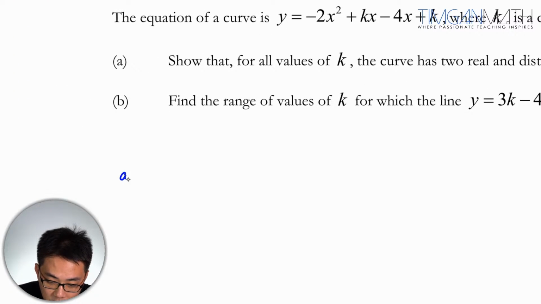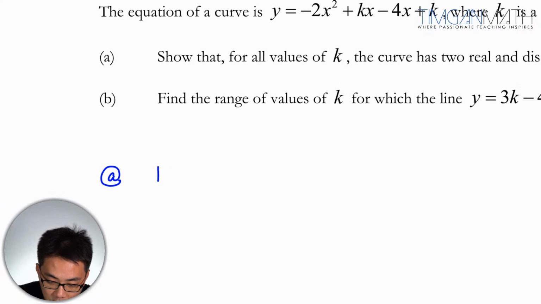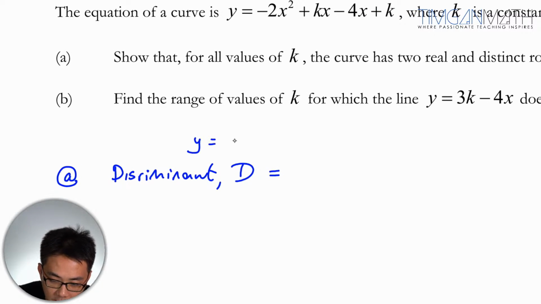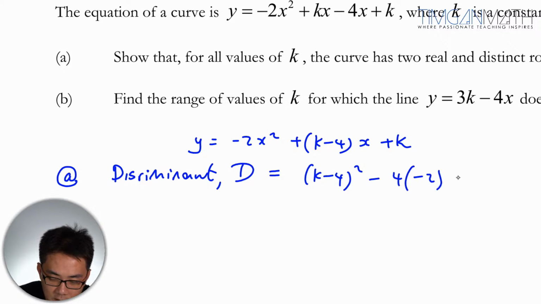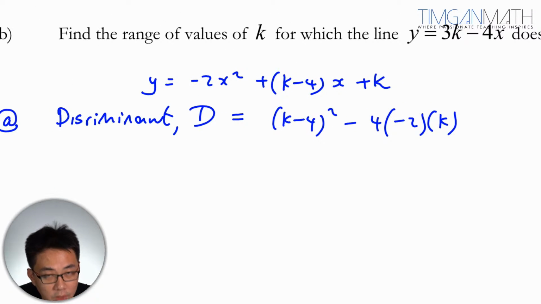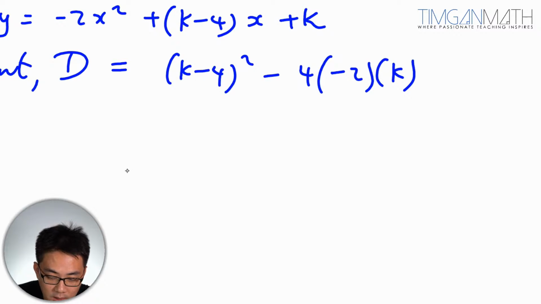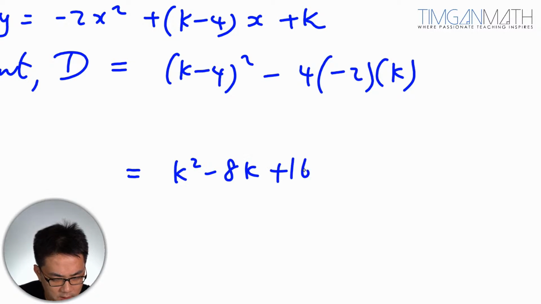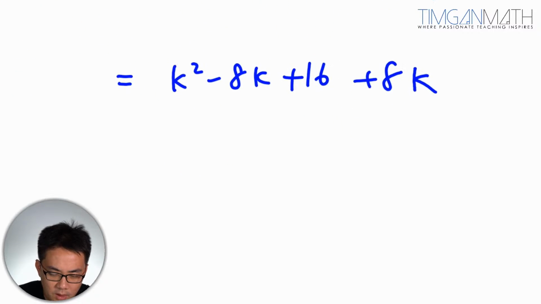So here, what I need to show is that for all values of k, so what we're going to do is the discriminant. D will just be b squared minus 4ac. Great. So I need to rearrange my b. In this case here, b is k minus 4x. So b squared minus 4ac. There you go. Now I need to show that this is always positive. So now k is a variable, right? In this case, I'm going to get k squared minus 8k plus 16. This is plus 8k here. Then after which we have k squared plus 16.